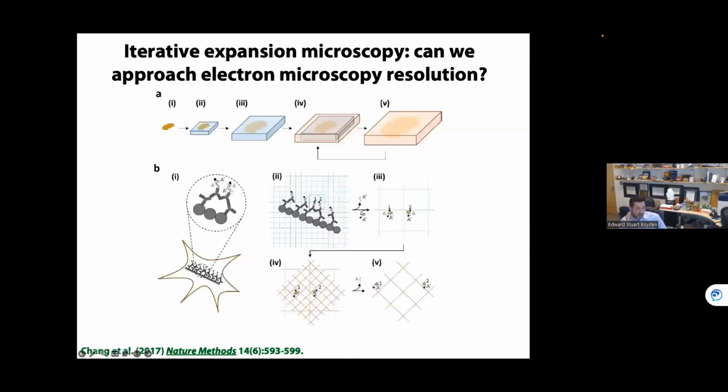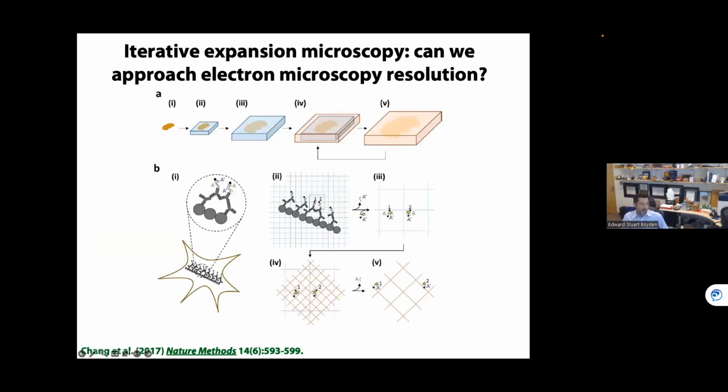So far, everything I've shown you is expanding by about 4-fold. Can you expand more? Well, you can change the polymer recipe and expand up to 10-fold. Several groups have done that. And there are protocols like X10 and TREx and so forth that are in the literature.